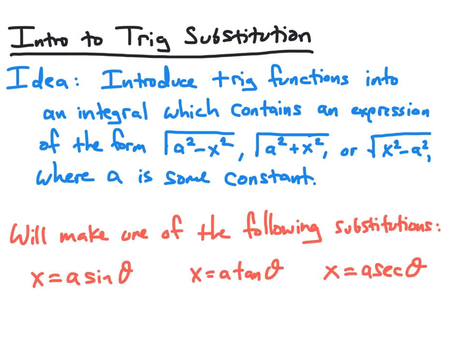Depending on which of these three algebraic expressions appears in our function, we're going to make one of the following three substitutions. We'll either let x be a times the sine of theta, a times the tangent of theta, or a times the secant of theta, where a is that same constant that appears in the algebraic expression inside the square root. So it's no coincidence that we have three different square root expressions and three different trig substitutions that we might make.